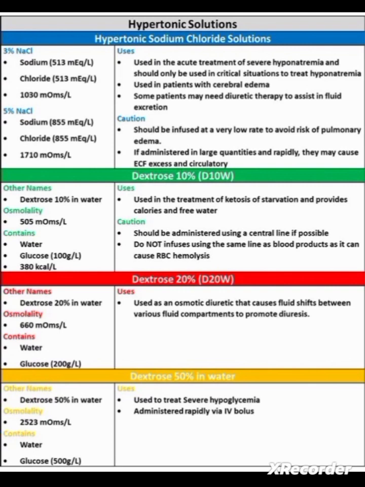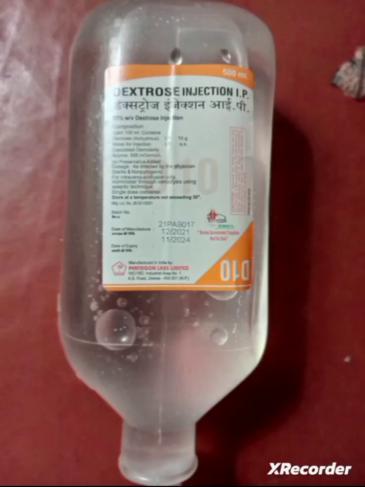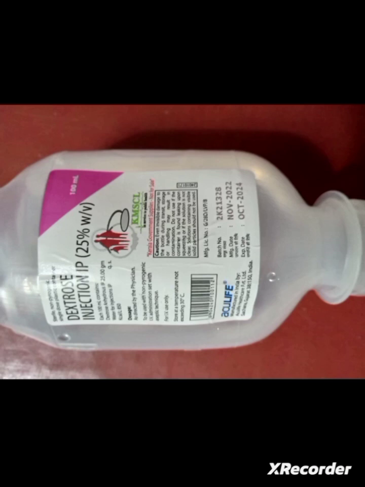Hypertonic solutions include 3% NaCl, 5% NaCl, dextrose 10%, 20%, and 50%. An example of a hypertonic solution is 3% NaCl. It is available in small bottles and also big bottles. This is a 100 ml bottle. This is the example for dextrose 10%. This is again an example of a hypertonic solution, dextrose 25%.